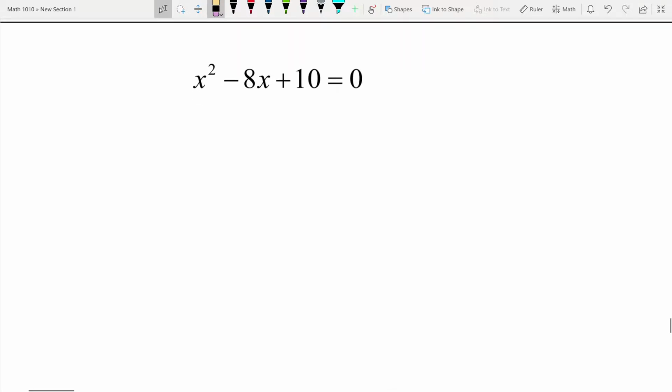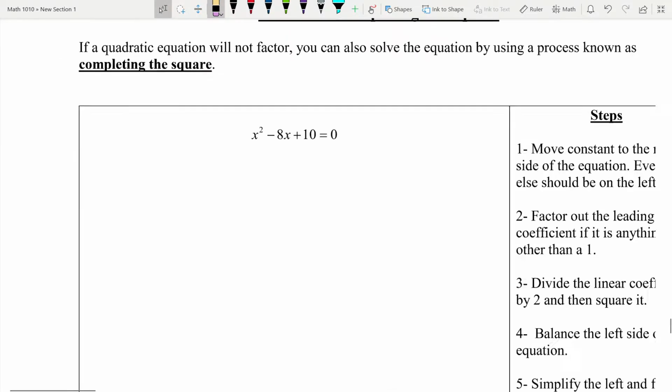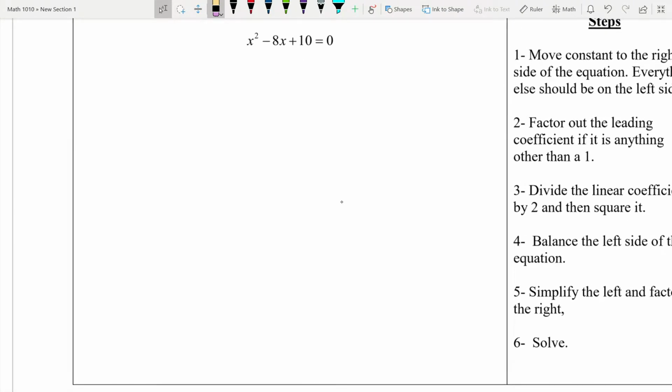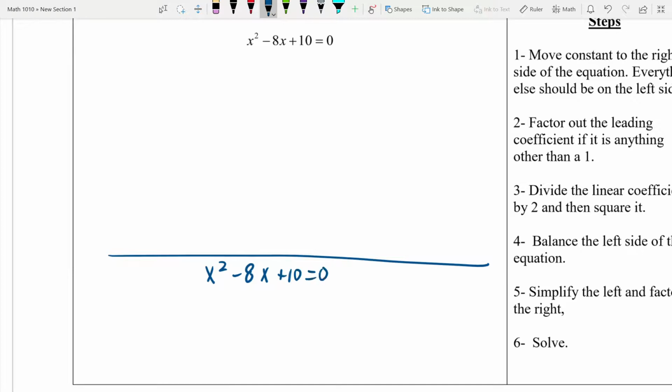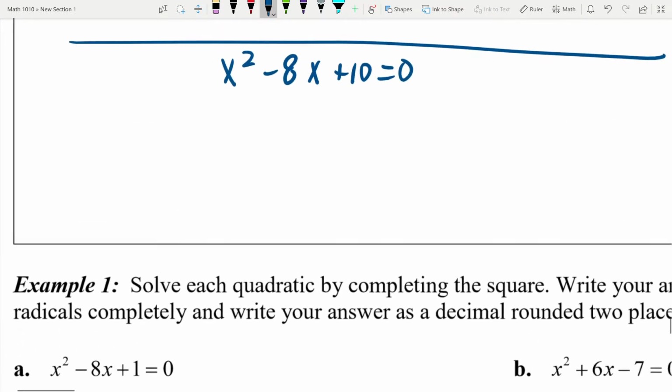So maybe, why don't you do this, guys? On your paper, draw a line maybe 2/3 of the way down, and then write down the equation, x squared minus 8x plus 10 equals 0. And let's write review, and then let's write down the quadratic formula.